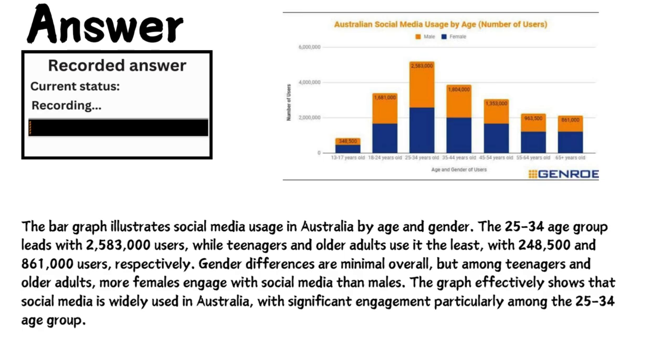The bar graph illustrates social media usage in Australia by age and gender. The 25 to 34 age group leads with 2,583,000 users, while teenagers and older adults use it the least, with 248,500 and 861,000 users, respectively. Gender differences are minimal overall, but among teenagers and older adults, more females engage with social media than males. The graph effectively shows that social media is widely used in Australia, with significant engagement particularly among the 25 to 34 age group.